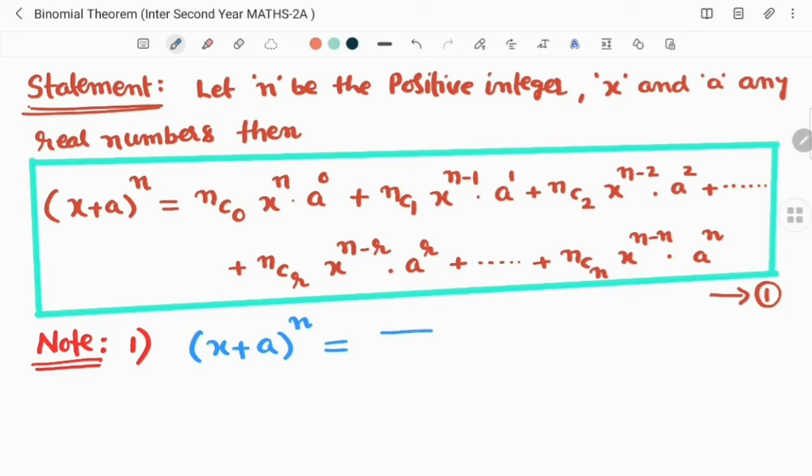Simply we can write it as summation, sigma r equals 0 to n, nCr x^(n-r) a^r. Now, if you substitute r equals 0, you will get the first term here. This is the first term. Just roughly I am saying, r equals 1 if you substitute here, r equals 2, and so on, up to r equals n.